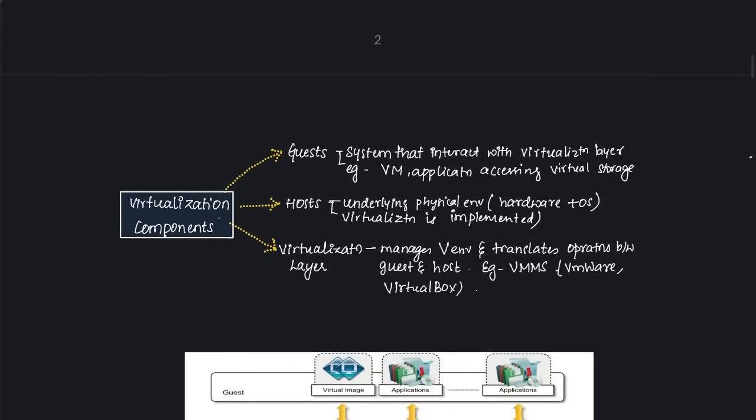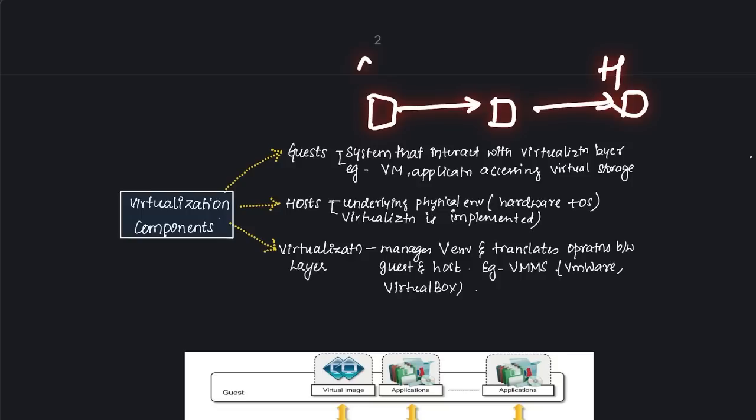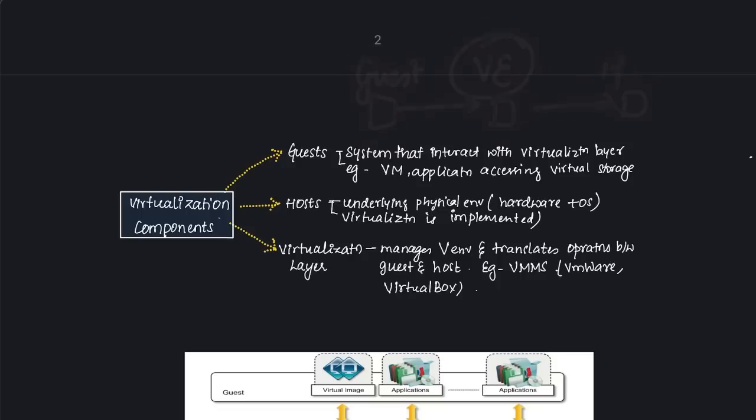Next, we have components of virtualization. First one is guest. Guest refers to the system that will interact with the virtualized environment rather than talking to the physical hardware directly. So here we have the physical hardware, here we have the guest, and here we have the virtualized environment. So I'm talking to the virtualized environment rather than talking to the hardware directly.